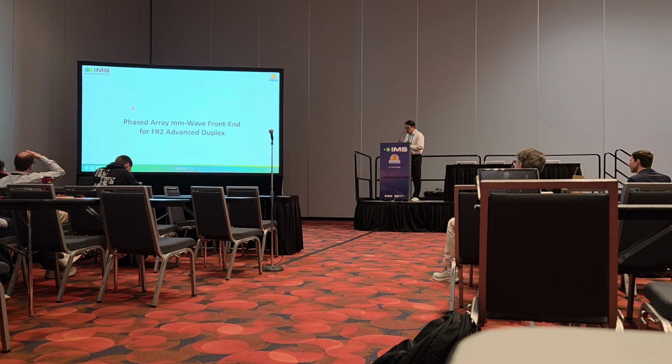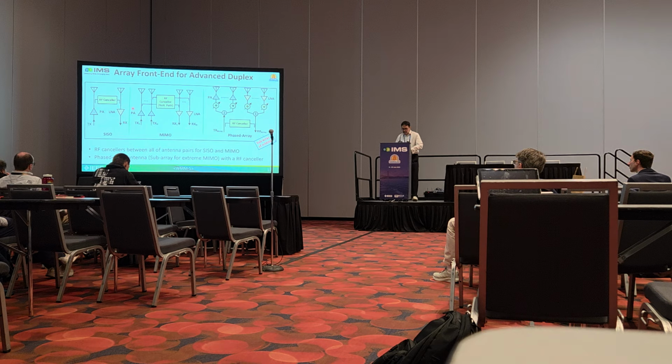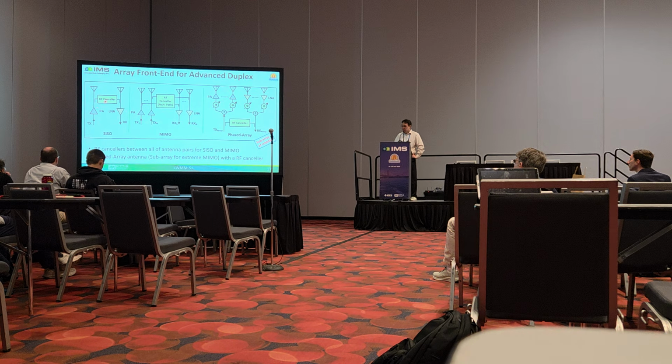As an example, we introduce a phased array front end for an FR2 full duplex system. So this is the case. If our system is of size one TX and one RX, it's easy. Just putting in one RF canceller, we can achieve good isolation. If it's small, like 4x4, then we can add N-squared canceller components. Then we can do the cancellation and isolation.